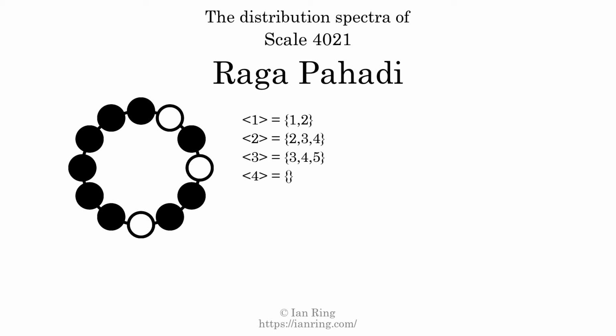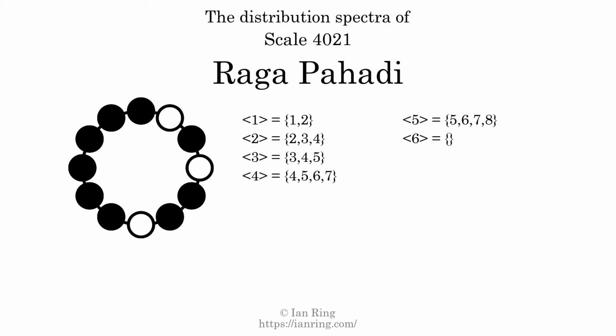The generic interval of 4 scale steps comes in 4 different specific interval sizes, 4 semitones, 5 semitones, 6 semitones, and 7 semitones. The spectrum width of this generic interval is 3. The generic interval of 5 scale steps comes in 4 different specific interval sizes, 5 semitones, 6 semitones, 7 semitones, and 8 semitones. The spectrum width of this generic interval is 3.